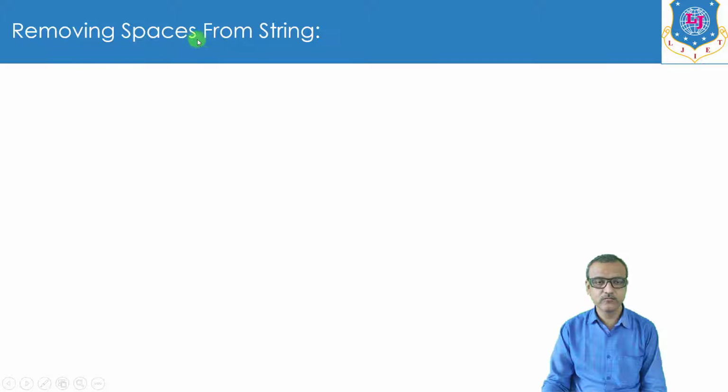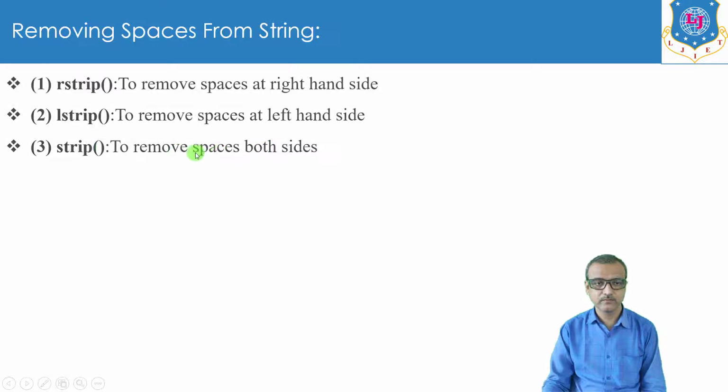First one is removing spaces from string. We have these three functions in this topic. The rstrip function will remove spaces at the right hand side. The lstrip function will remove spaces at the left hand side. Similarly, the strip function will remove spaces on both sides.